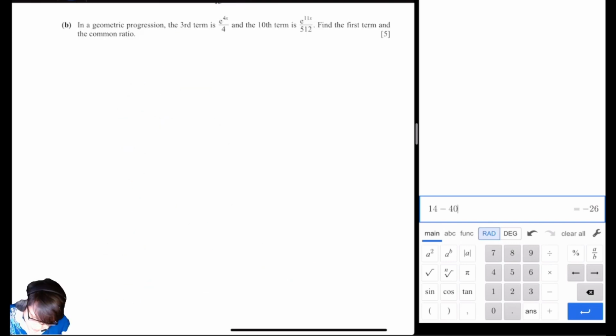In the geometric progression, the third term is e^(4x)/4, and the 10th term is e^(11x)/512. So find the first term a and the common ratio. At the end of the day, since 5 marks are given, I'm sure you have to do something pretty much related to simultaneous equations.